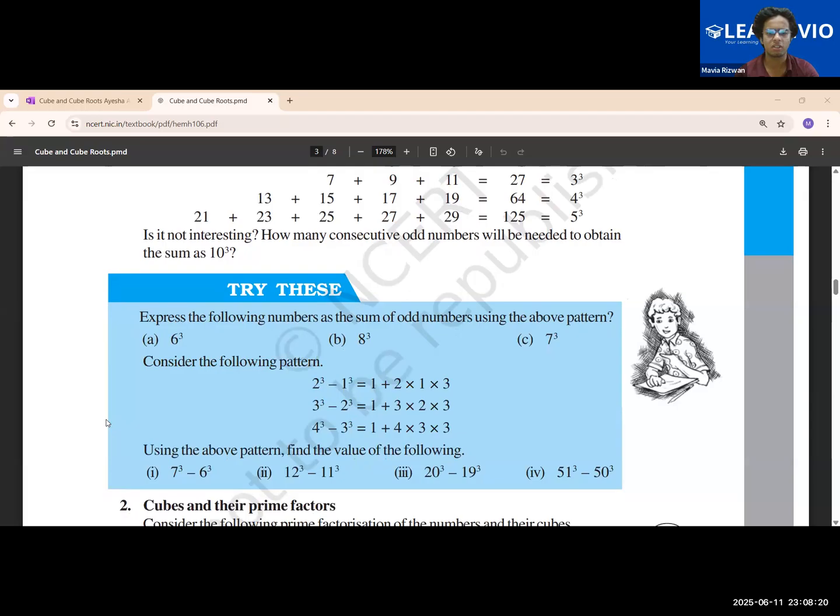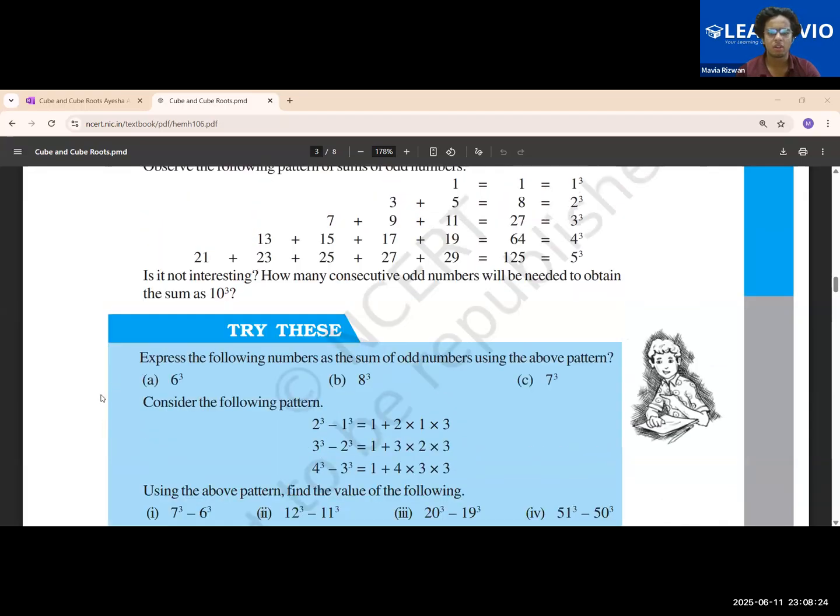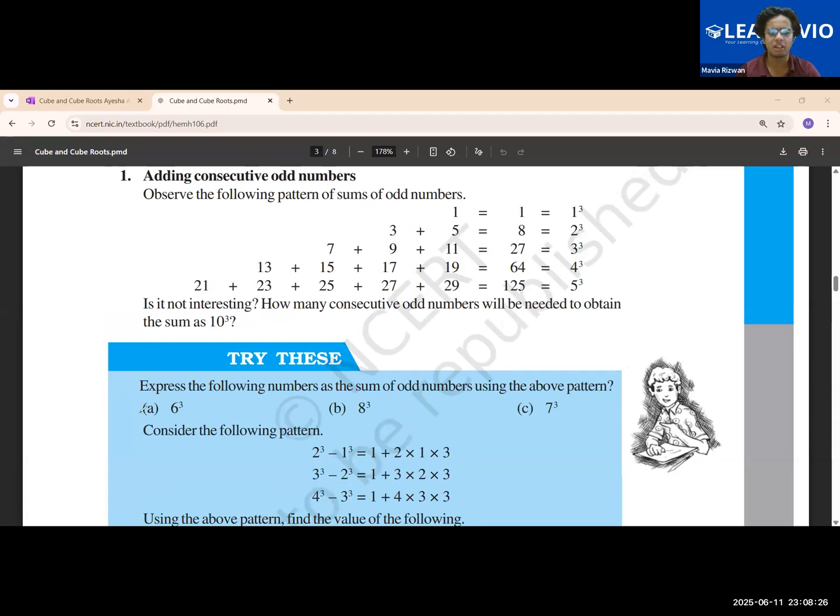Express the following as the sum of odd numbers. So Aisha, try this. Can you try this, this, and this? Using this pattern, I want you to find 6 cube, 8 cube, and 7 cube. Not by finding them out, just tell me what I should add in order to get 6 cube, 8 cube, and 7 cube. Okay, sir, can I try this one? Yes, you can try the others. Okay, try it.